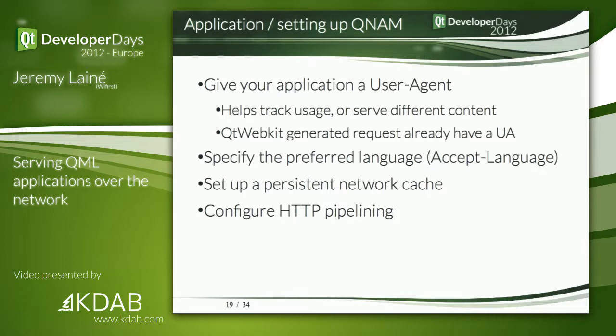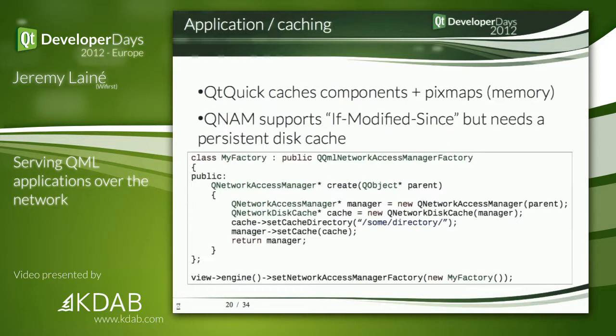One thing you absolutely need is to set up a persistent network cache. I'll be talking about that, and possibly configure HTTP pipelining if you want to reuse HTTP connections to minimize the number of sockets you're opening to your server.